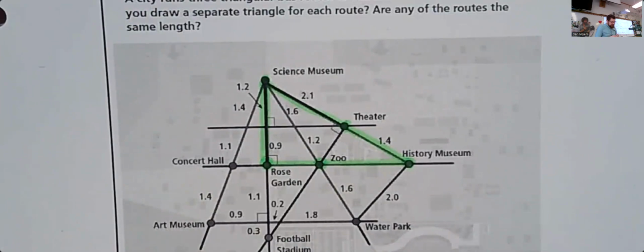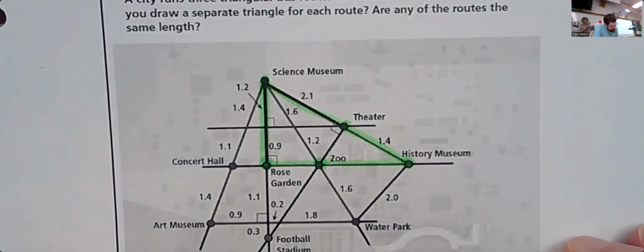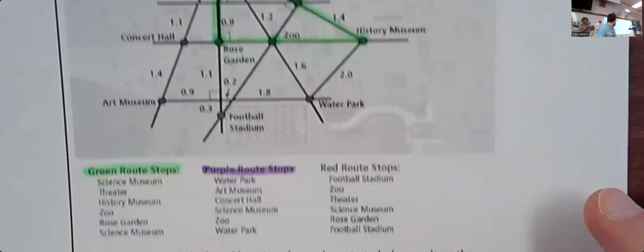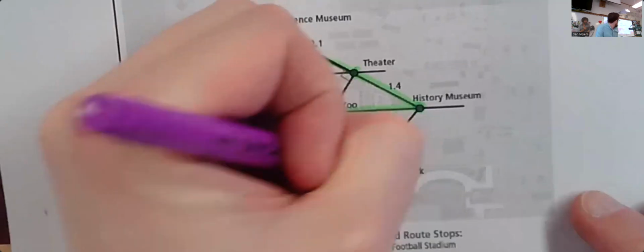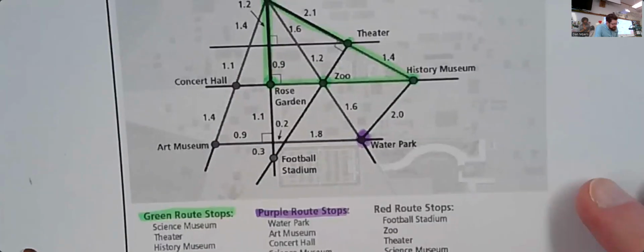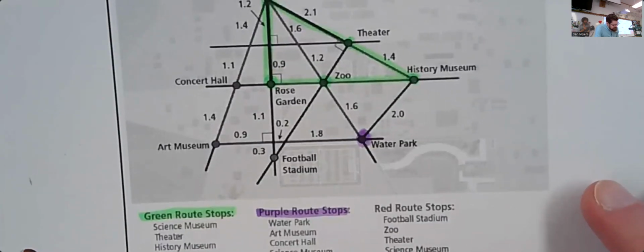The next one is the purple route, which I also have that color. Great. So the purple route stops are at the water park right here. We also have the art museum, which is over here.